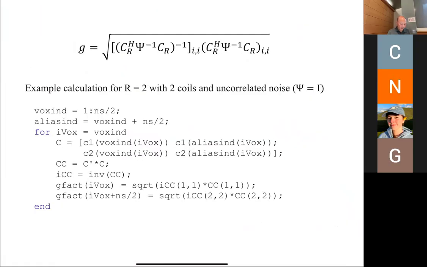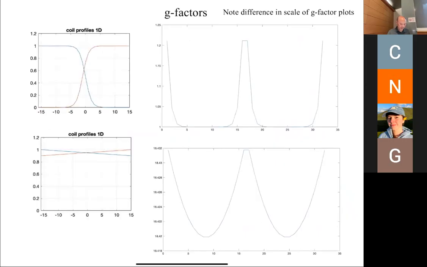Okay, so that was the G factor, and this is just showing you, for example, how we compute the G factor. And all you need to know about the G factor is that bigger is worse. Once again, this coil profile has a G factor of around 1, and this coil profile has a G factor around 18, right? And so basically, that's the noise amplification factor that you have to worry about.